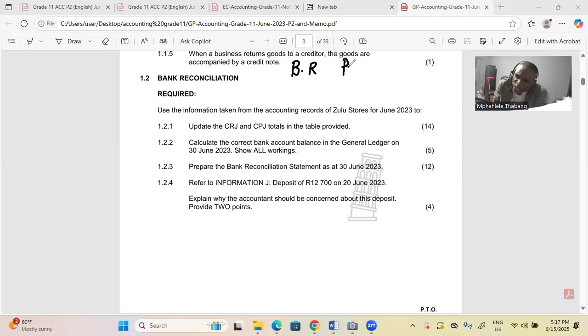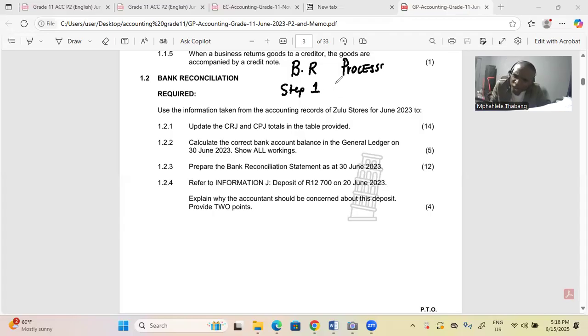I'm going to say there are 3 steps. Step 1 of the bank reconciliation process is where we compare the bank statement with the journals. And guys, let me also bring this to your mind. We don't only compare the bank statement to the journals. We also compare the bank statement with the previous month's bank reconciliation statement. So we are going to compare the credit side of the bank statement with the CRJ, compare the debit side of the bank statement with the CPJ, and also compare the bank statement with the bank reconciliation statement of the previous month.